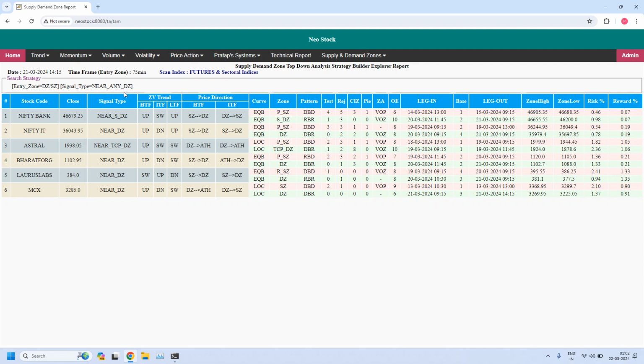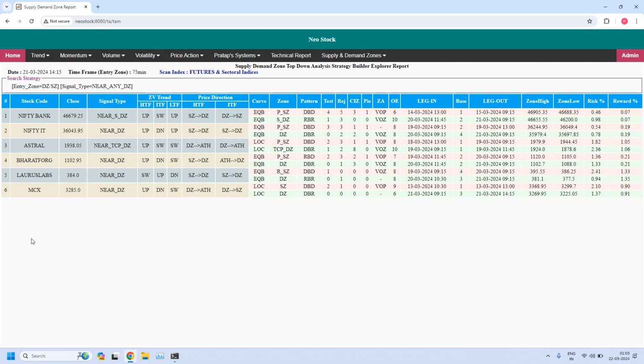Stocks near demand zone. So we need to identify: Nifty Bank has a high liquidity demand zone. I think it was created today. And the next one is Astral, which has a high liquidity demand zone. Already tested once, with 2 rejections. You need to fine tune and identify a fresh 5-minute zone inside this. That's it. We have only 2 stocks, Nifty Bank and Astral.